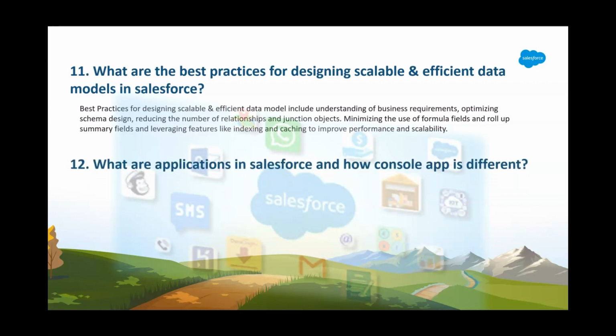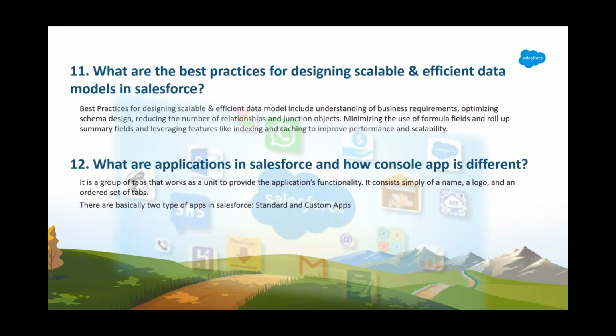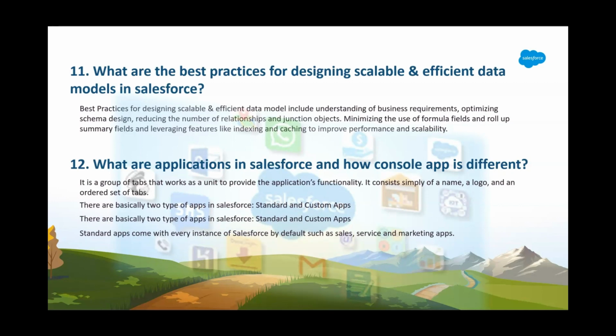12. What are applications in Salesforce and how is a console app different? Application is a group of tabs that works as a unit to provide the application's functionality. It consists simply of a name, logo, and ordered set of tabs. There are basically two types of application in Salesforce, standard and custom. Standard applications come with every instance of Salesforce by default, such as sales, service, and marketing.